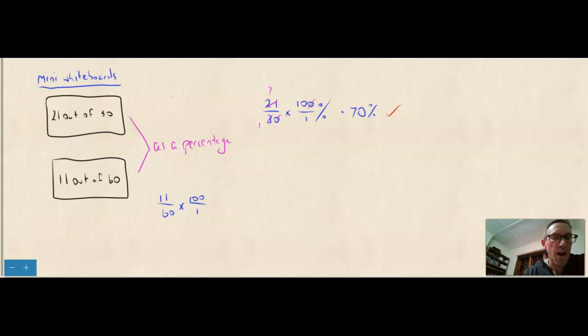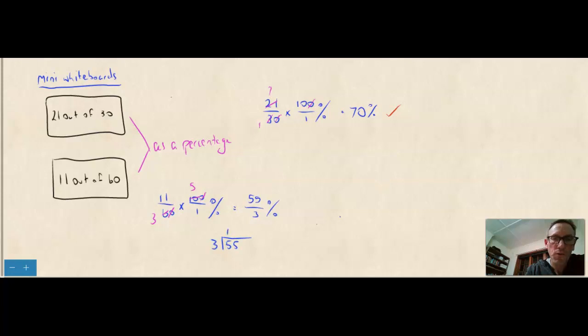11 out of 60 as a percentage. Please do that on your virtual mini whiteboards. Go. 3, 2, 1. Show me your answers. Okay, so I get 11 over 60, 11 out of 60 times by 100 over 1. So let's have a look at what we get. Divide by 10, divide by 10. Well, 6 and 10, they're both even. 3 and 5. What's left? 11 times 5 is 55. 3 times 1 is 3. 55 over 3%.